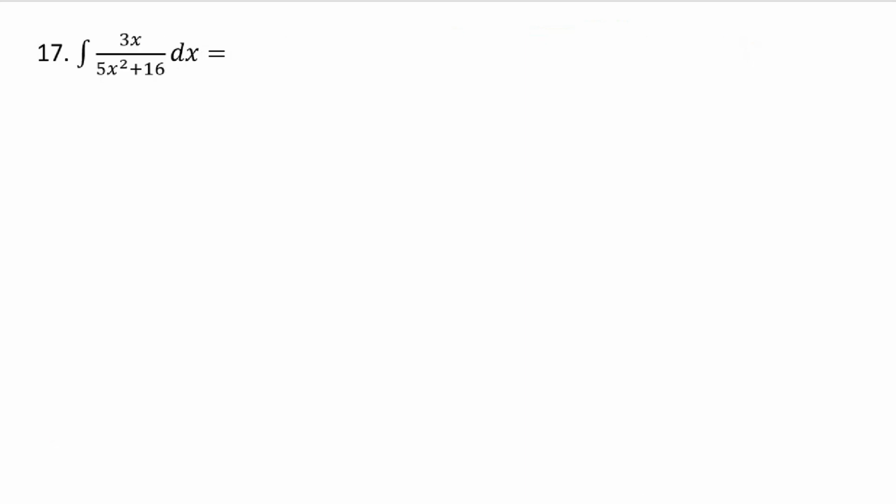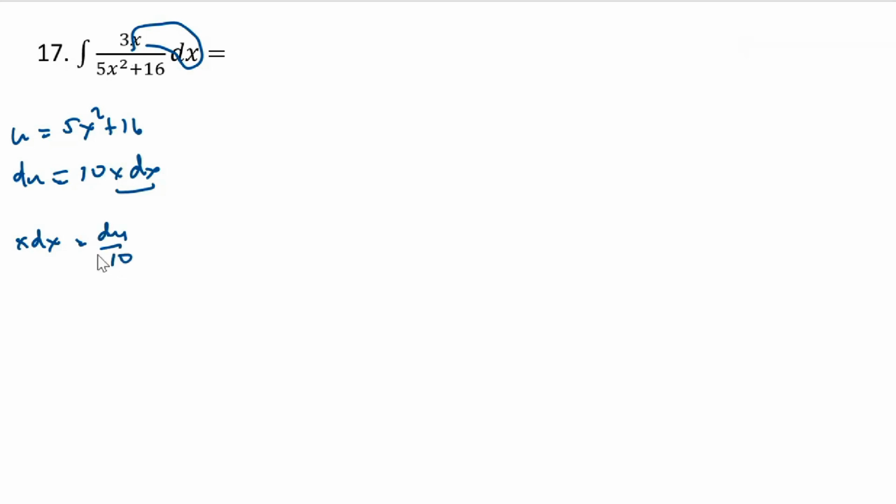For number 17, we have the integral of 3x over (5x squared plus 16) dx. So let our u here be 5x squared plus 16. So du now equals 10x dx. In the given, we have x dx and we also have x dx here. So we can rewrite the given in terms of u and du, but we need to solve first for x dx. So x dx is equal to du over 10.